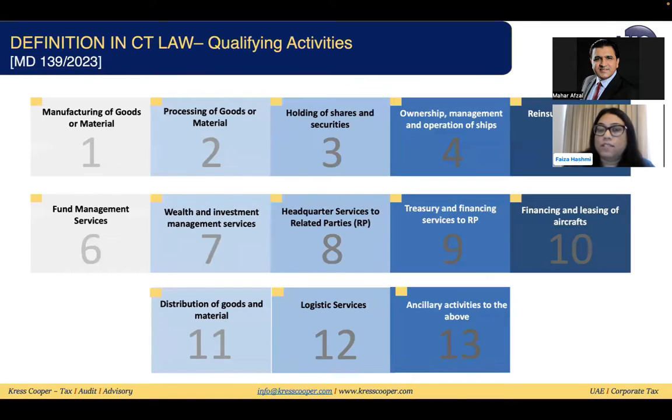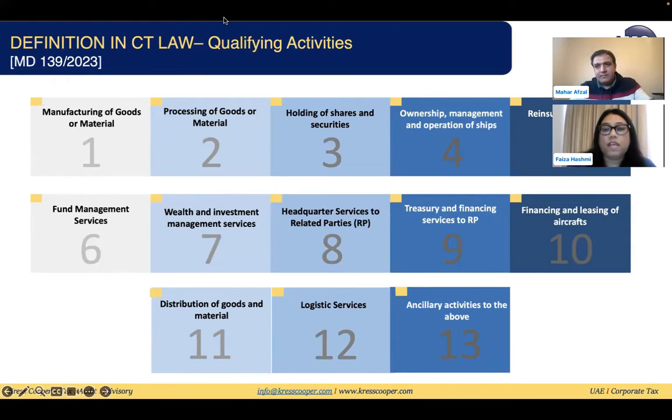And it also had given us a list of what is a qualifying activity. So if you are doing these activities with non-free zone people, you still will be earning qualifying income. That was given in the cabinet decision as manufacturing of goods or material, processing of goods or material, holding of shares and securities, ownership, management and operation of ships, reinsurance, fund management services, wealth and investment management services, headquarters services to related parties, treasury and financing services to related parties, distribution of goods and material, logistics services, and financing services. So all these were already given in the cabinet decision which had come out.